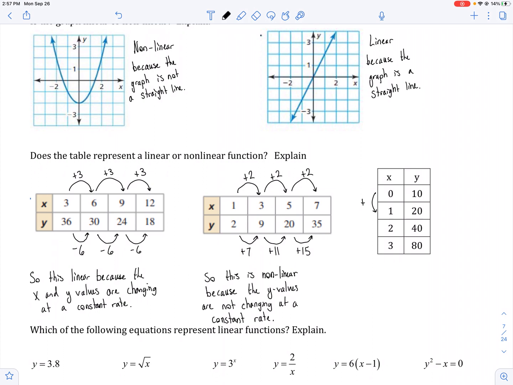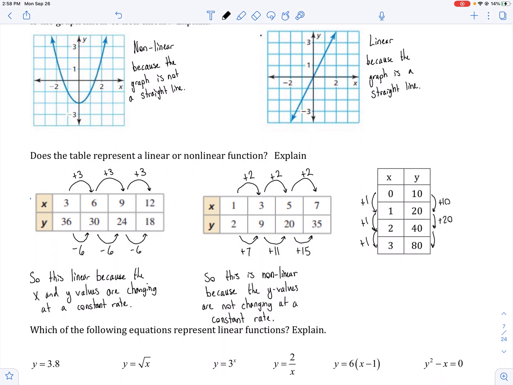So our x values from 0 to 1, that's getting bigger by 1. From 1 to 2, getting bigger by 1. From 2 to 3, still getting bigger by 1. So the x's are changing at a constant rate. For this to be linear, the y's also need to change at a constant rate. It doesn't have to be getting bigger by 1, but they have to be changing by the same thing every time. So here, we're adding 10, but then it looks like we add 20.